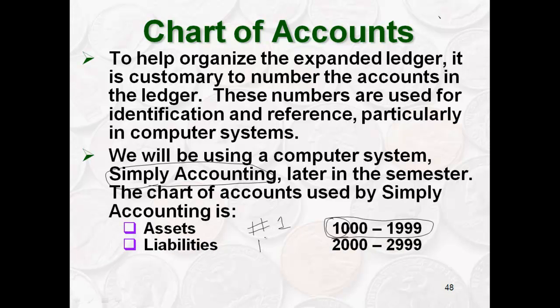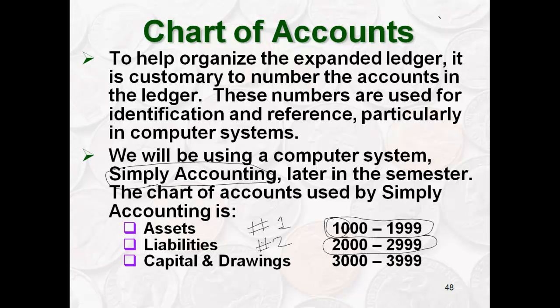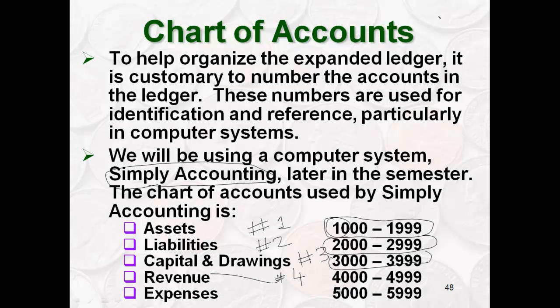Liabilities always start with number 2. So the range can extend, but it's always number 2. Capitals and drawings always start with number 3. And so on. Revenue is number 4, and expenses is number 5. So we just need to remember these numbers with which they begin: assets 1, liabilities 2, capitals and drawings number 3, revenue 4, and expenses 5.